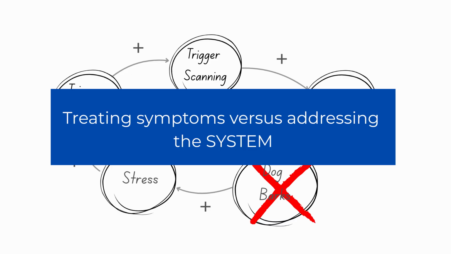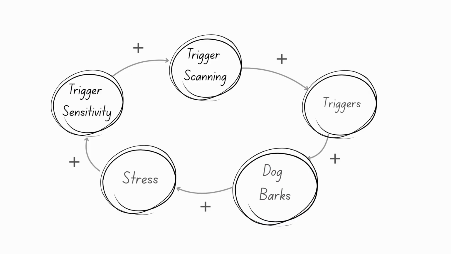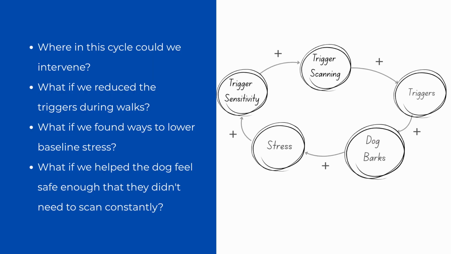Many training and behavior courses still focus on that one variable, dog barks. But you can see now that the barking isn't the problem. It's just one part of a bigger pattern that keeps feeding itself. When you understand the loop, you can ask better questions like, where in the cycle could we intervene? What if we reduced the triggers during walks? What if we found ways to lower baseline stress? What if we helped the dog feel safe enough that they didn't need to scan constantly?